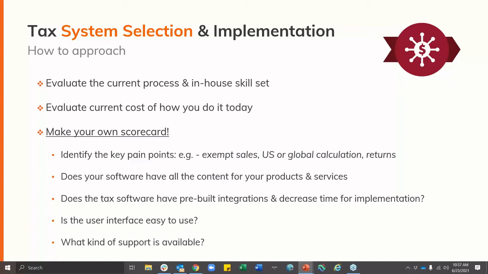Make your own scorecard or ask somebody to help you make a scorecard. You're going to say, what do I have now? What's my ERP system? What is available out there? How many exempts, all of these things, and you're going to match that to what all these software companies say they can do for you. What does their taxability matrix look like? How big is their catalog?